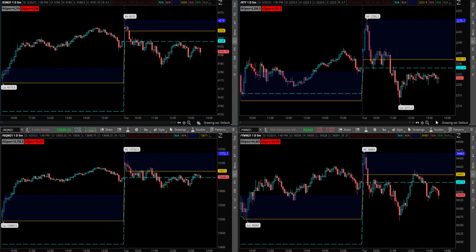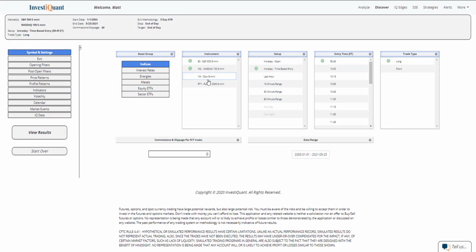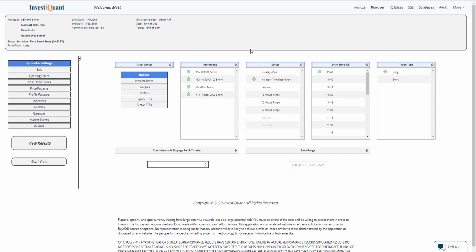So we're going to take a look at that type of pattern as we approach the close and see what has happened historically when you open near the highs of the session and you're trading below the open as you approach the close. So I've selected all four instruments. We're going to use a time-based entry that enters the market long at 3 p.m. Eastern Time. It'll exit at the close, which is 4:15 p.m. Eastern Time.